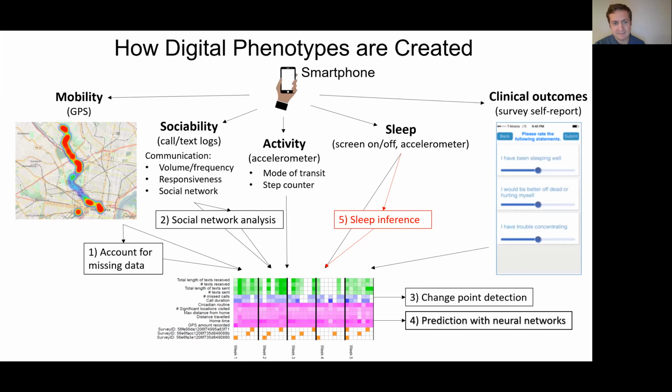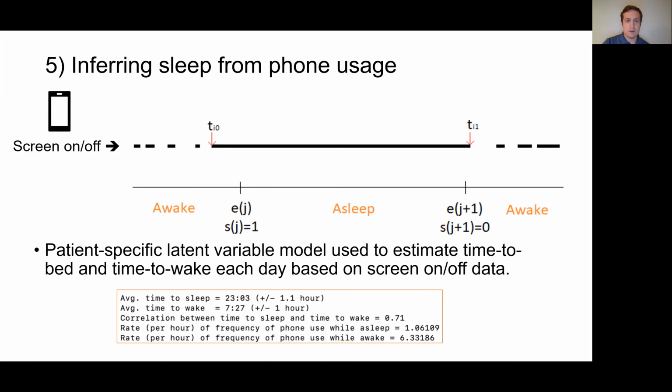So now I'll take a step back. This is another stage 1 analysis we've done, taking phone usage and estimating sleep from it. If you look at the top, you can see phone usage. This is screen on-off data. What's unobserved, of course, is when someone falls asleep and wakes up, and that's what we're trying to estimate. So we've developed a modeling approach which treats this as a latent variable and does a fairly good job of estimating when someone sleeps and when they wake up based purely on their phone usage.